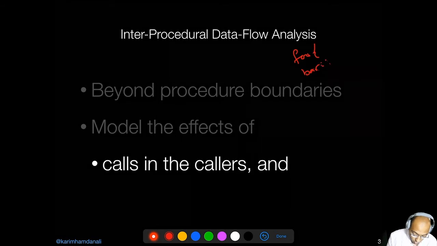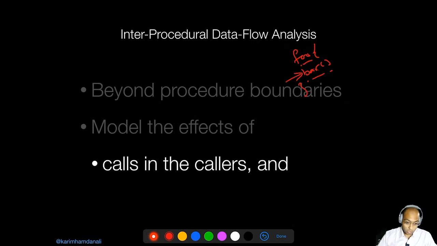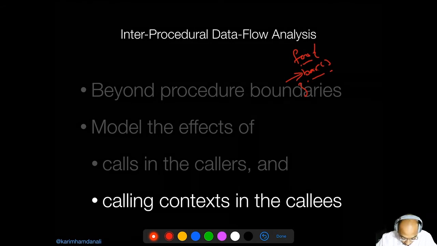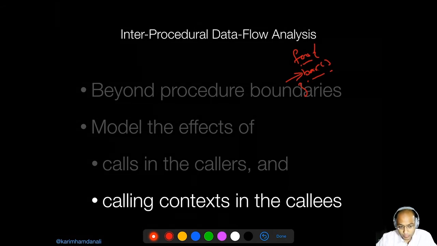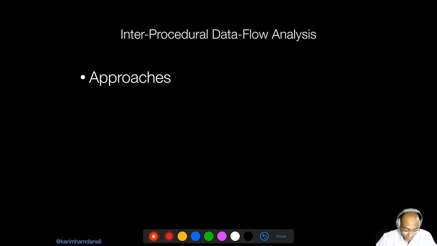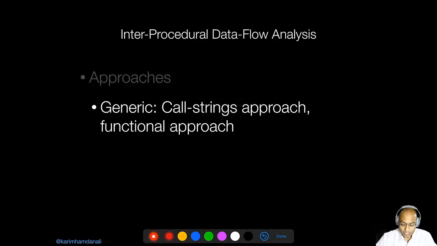So we're going to track calls in callers, and we're going to track one other important piece of information, which is the calling context in the callees. There are multiple approaches to inter-procedural data flow analysis. Generic approaches include the call strings approach, which we're going to discuss next Tuesday. The functional approach, again, we're going to discuss next Tuesday when we talk about context sensitivity.